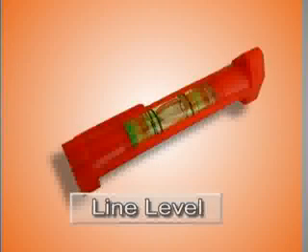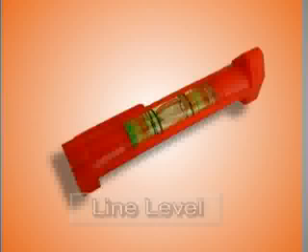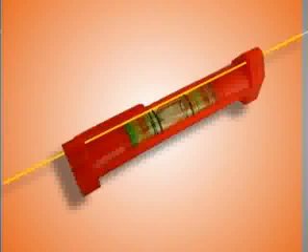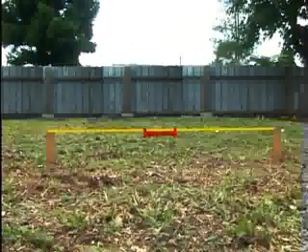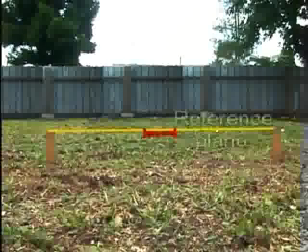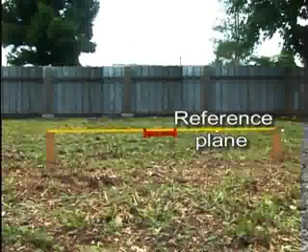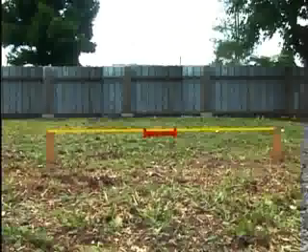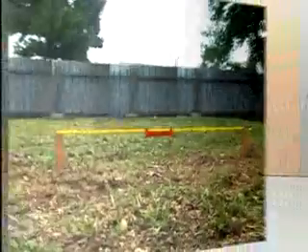A line level is a small spirit level which can be hooked over a string line. The line is stretched taut between two points. The level is placed in the middle and the reading taken. The reference plane in this case is the string. While it gives an approximate level, a line level is not an accurate instrument for levelling.